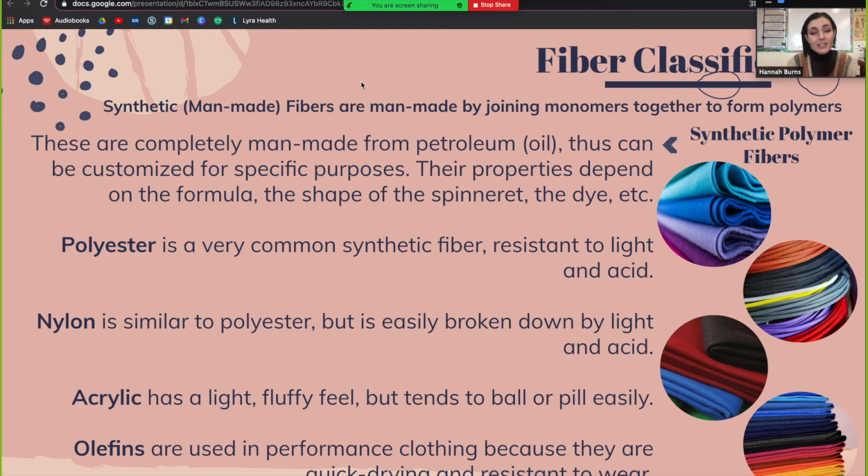So polyester is very, very common, and it's resistant to light and acid, so it's used in most clothes. I'm sure if you were to check the tag on your clothes, you would find polyester in there. Nylon is similar to polyester, but it's easily broken down by light and acid, so not as ideal. But for some reason the only pictures I could find of nylon included ropes and ties, which doesn't make sense if it shouldn't be broken down by light.